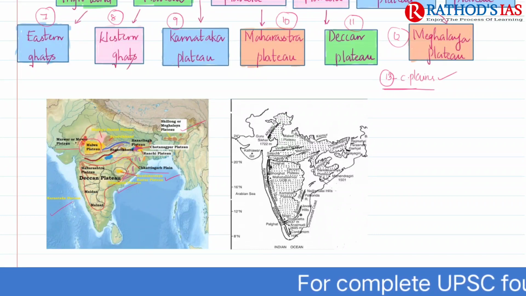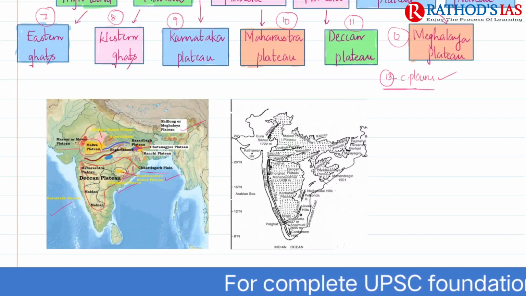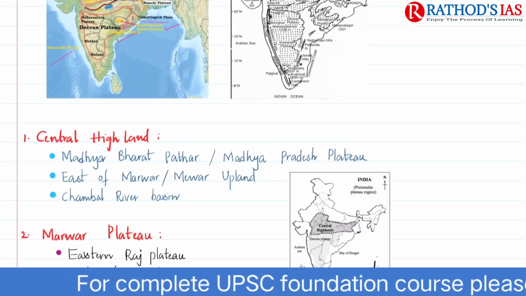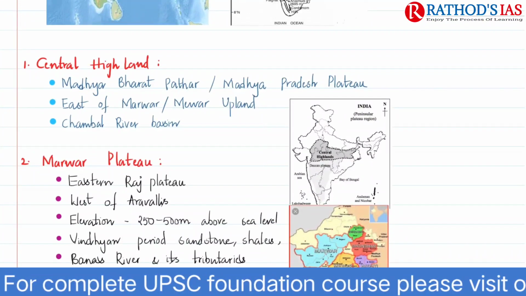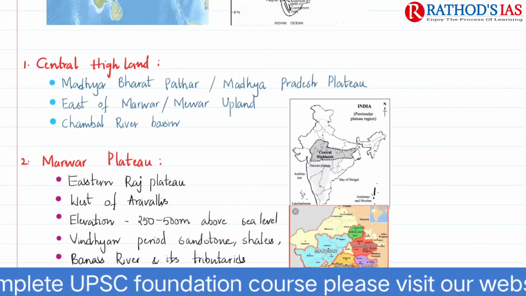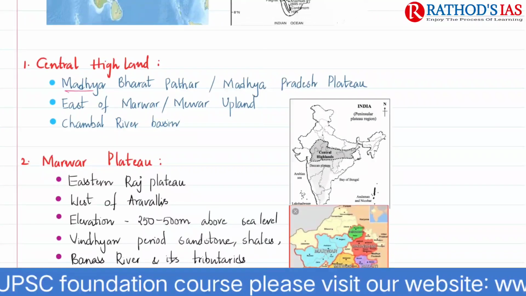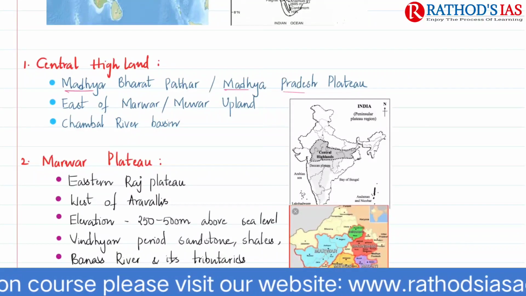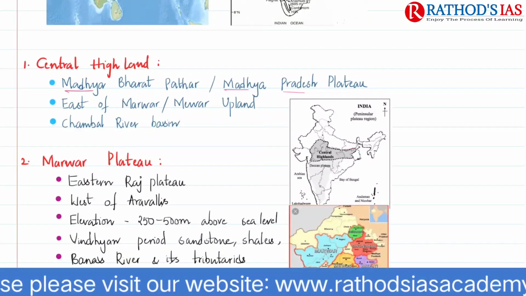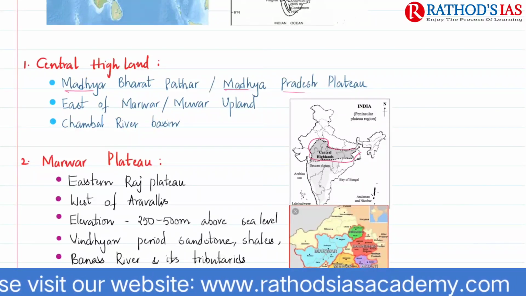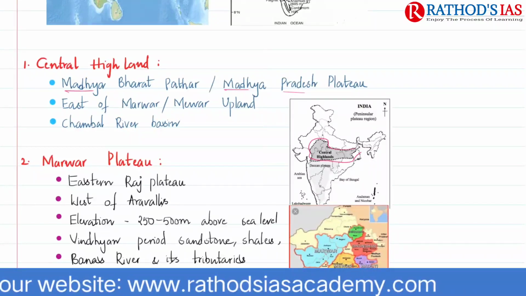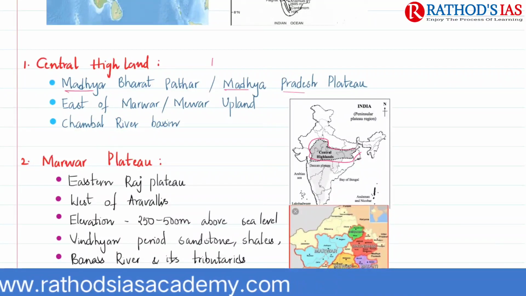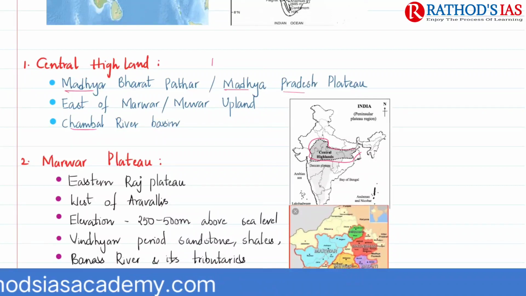If you want, you can also point out those ranges, and based on those ranges you can remember some important plateaus. So the first one is the Central Highland. The Central Highland is also called Madhya Bharat Pathar, or we can also call it the Madhya Pradesh Plateau. In this map you can see the Central Highlands. Most of the plateau is drained mainly by one river, that is the river Chambal. You have to remember this.